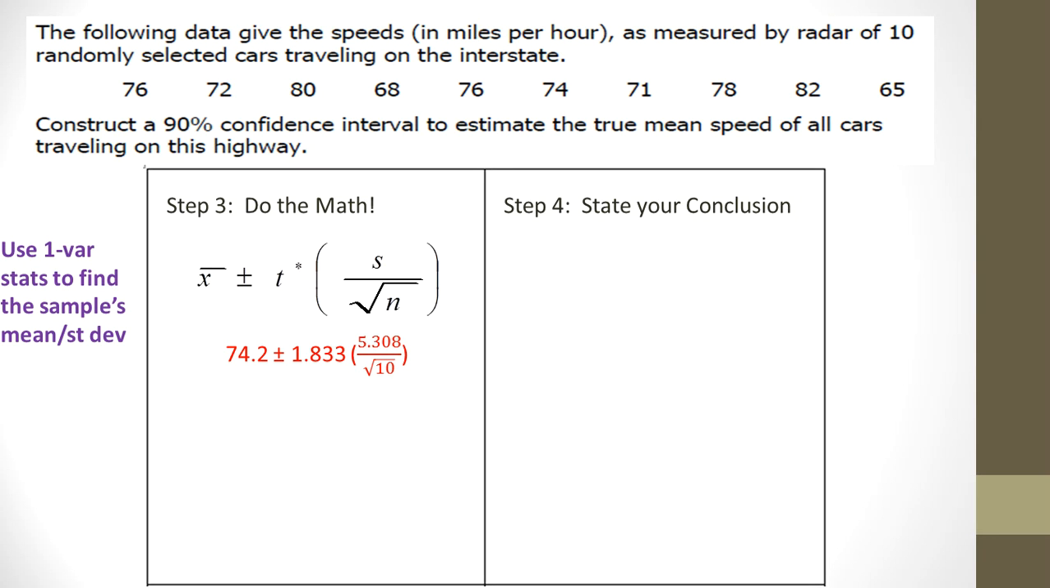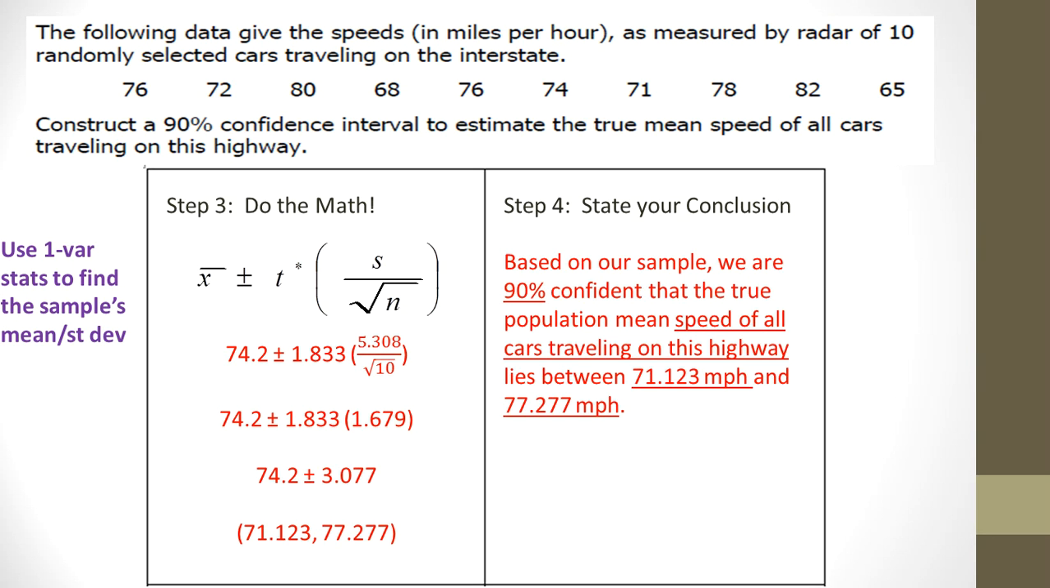Calculating my parentheses, the 5.308 divided by the square root of 10, I end up with 1.679. Multiplying that times 1.833, I end up with 3.077. That is my margin of error. That is my leeway. So subtracting that from 74.2 and adding that to 74.2, I end up with the interval of 71.123 and 77.277.